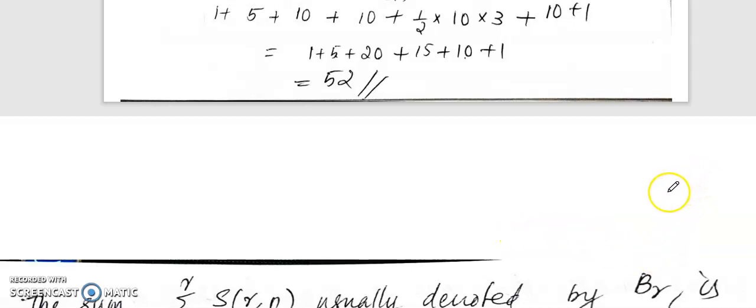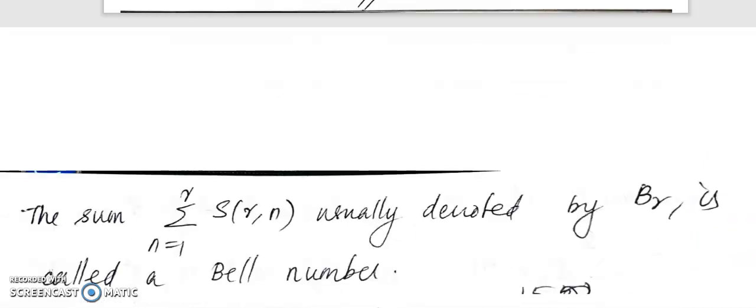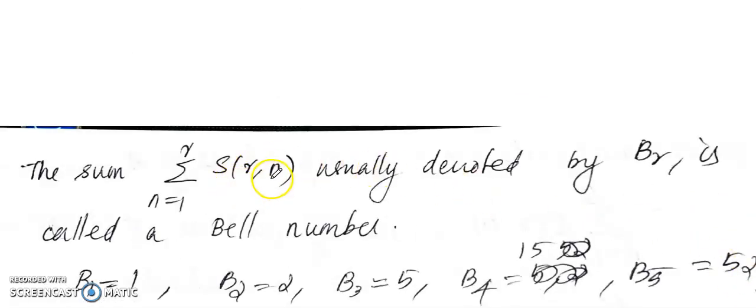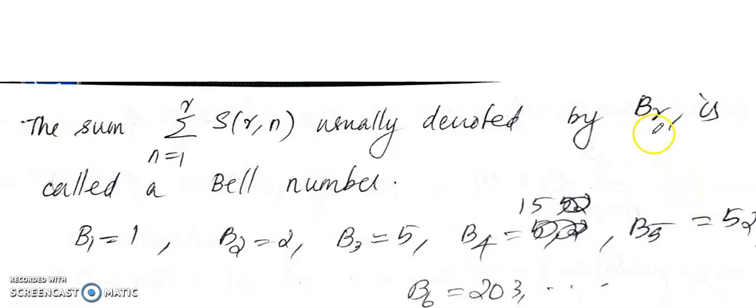So those are a few numbers of partitions, and now we have seen the summation n equal to 1 to R of S(R,n). This sum is usually denoted by B_R, and it is called a Bell number. So the Bell number is defined as the summation n equal to 1 to R of S(R,n). The Bell number actually gives the number of partitions of a set of R elements. So these are a few Bell numbers.